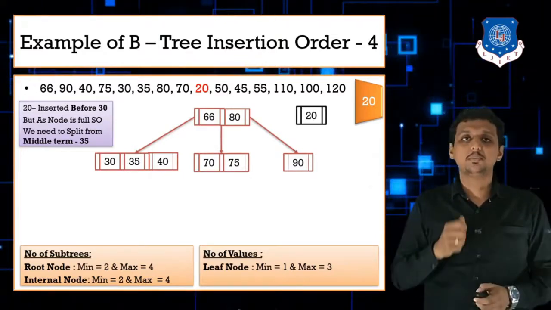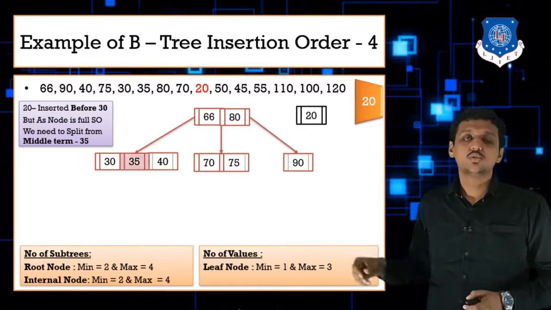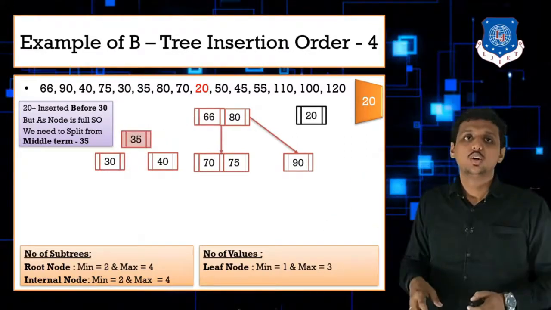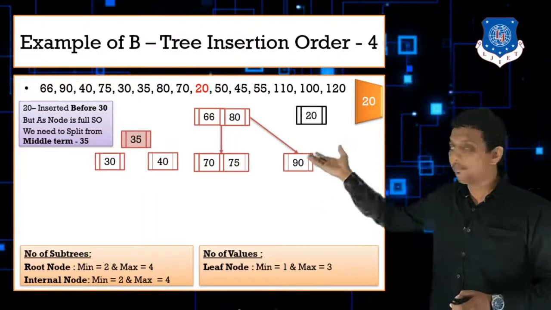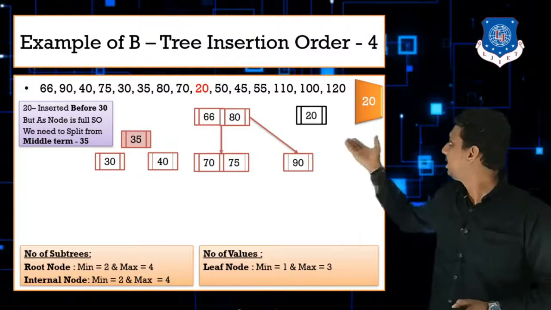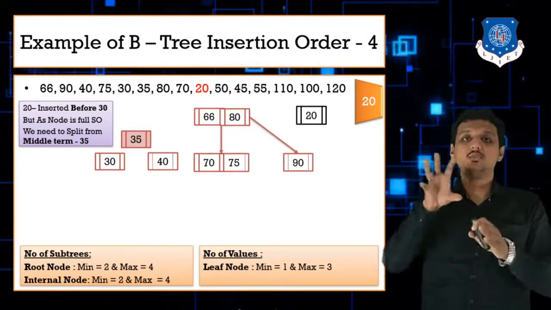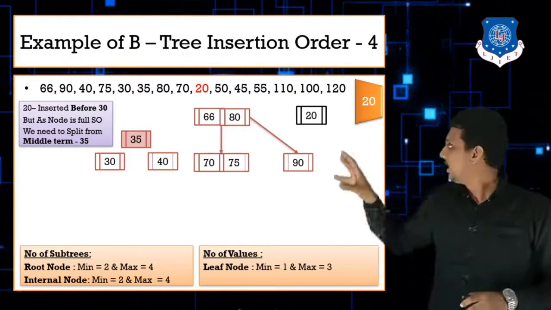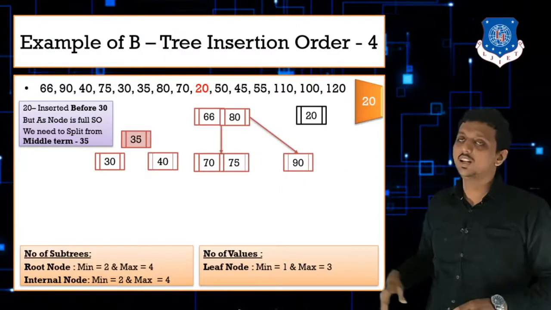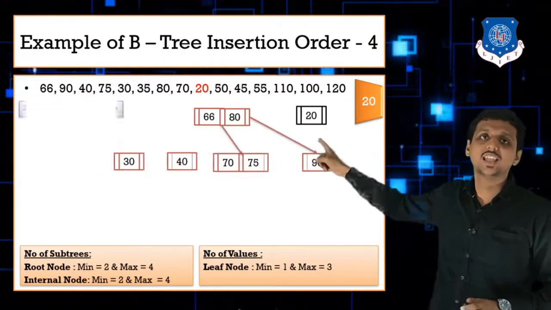Now tell me, what is the middle term of this node? That is 35. So students, 35 will go to the parent node. I'm taking it up and moving towards the parent node, and it will be inserted with node 66. Now you need to arrange the values in the node. Here we have 35, 66 and 80 with us, so arranging them in ascending order: first 35, then 66 and then 80.